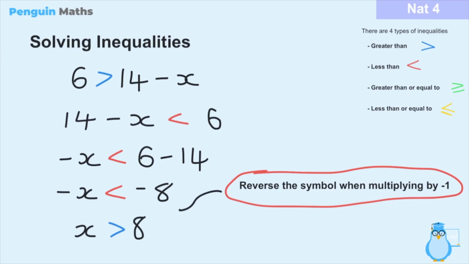So once again, if we want to get rid of negative signs, or in other words, when we want to multiply by minus 1, we have to change the sign or reverse the symbol to solve for the inequality.